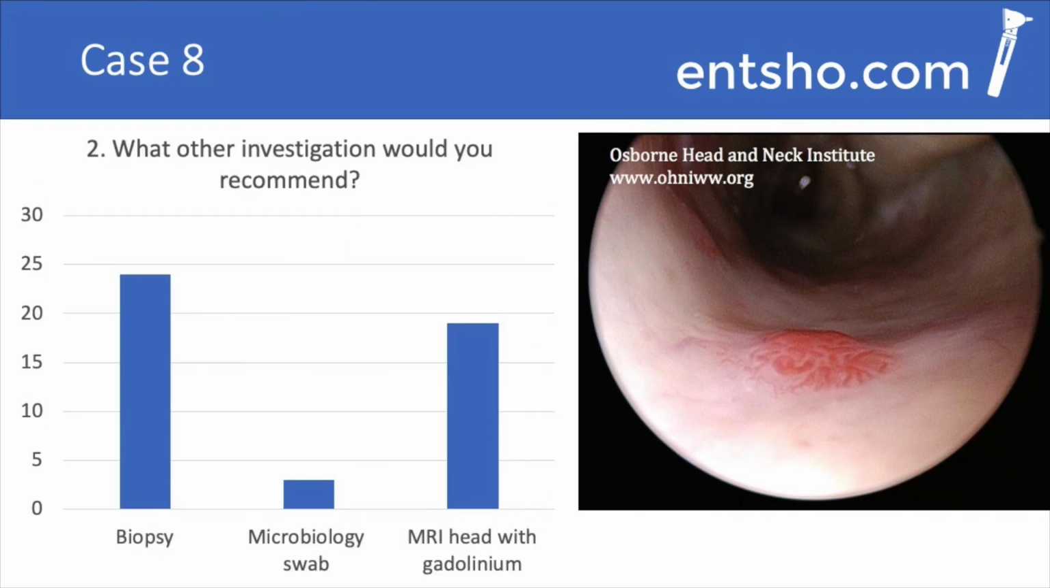So then in terms of investigation, so tend to not want to prod these things, so there's high risk of bleeding. So rather than biopsy, it's this MRI head with gadolinium is sort of one of the next steps. So the hereditary HHT for sure.